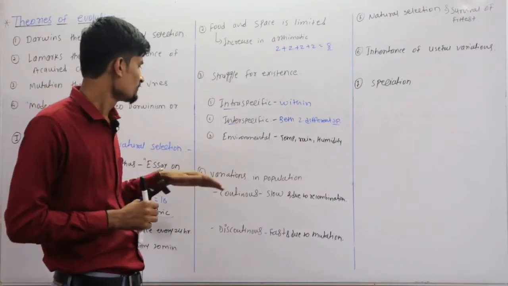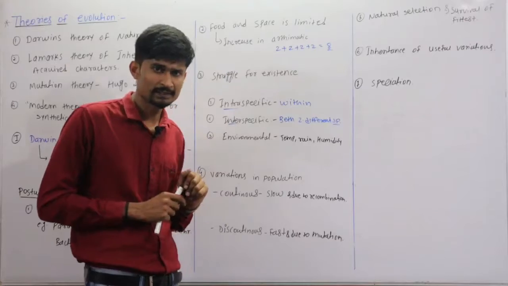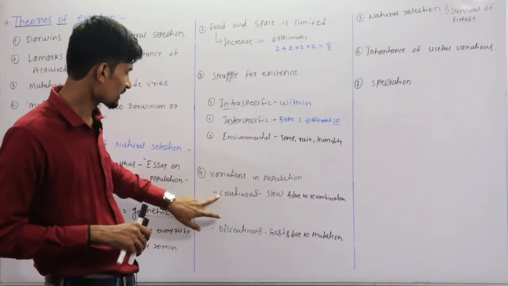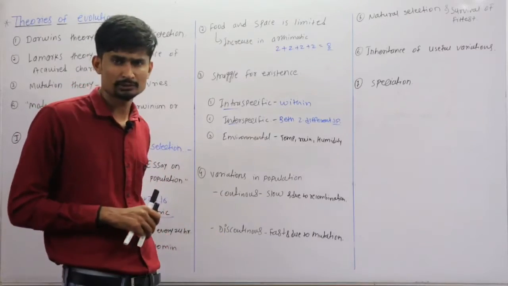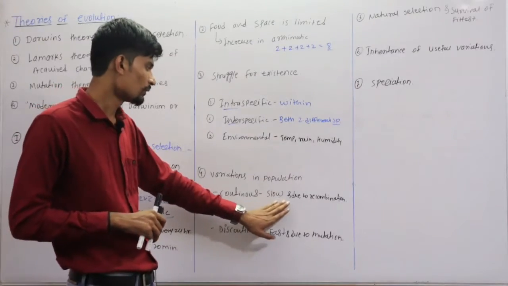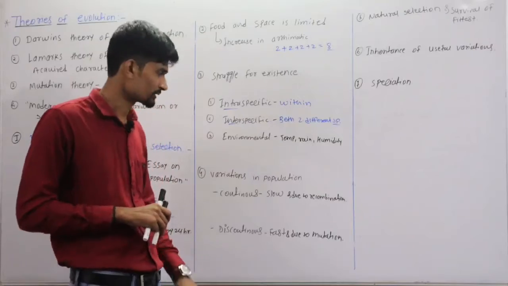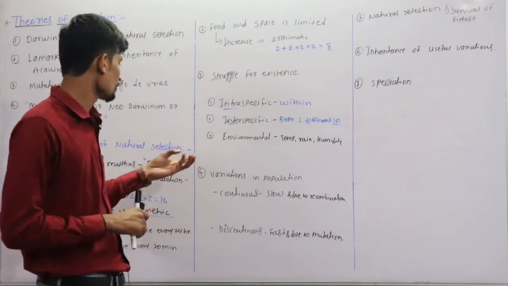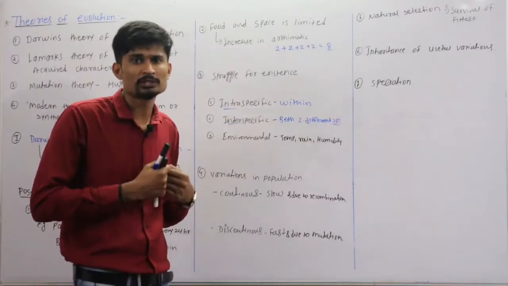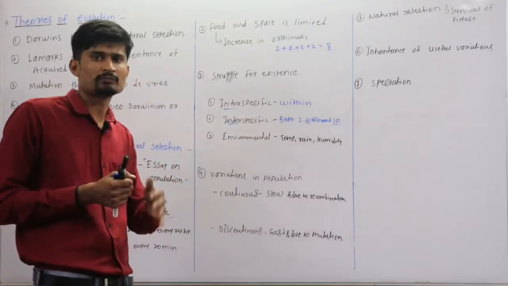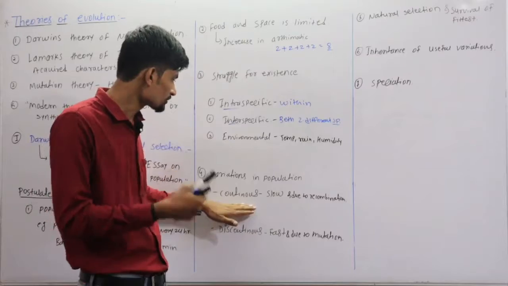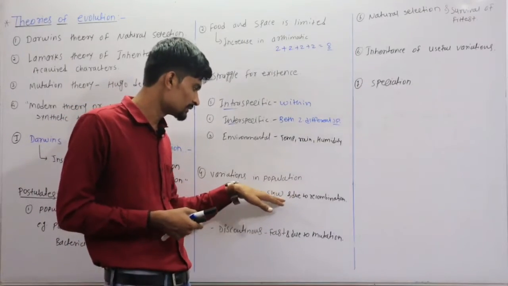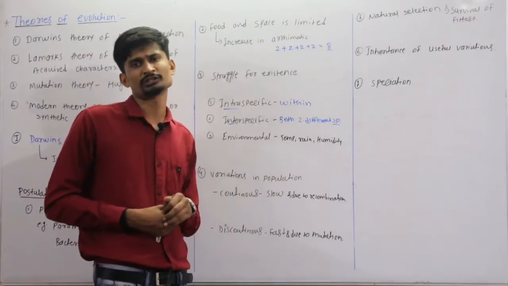Next one is variations in population. There are two types of variations: continuous and discontinuous. Continuous variation is slow and it is due to recombination. Darwin observed that there are variations in population, which are of two types, continuous variation and discontinuous variation. Continuous variation is slow and it is due to the recombination process.